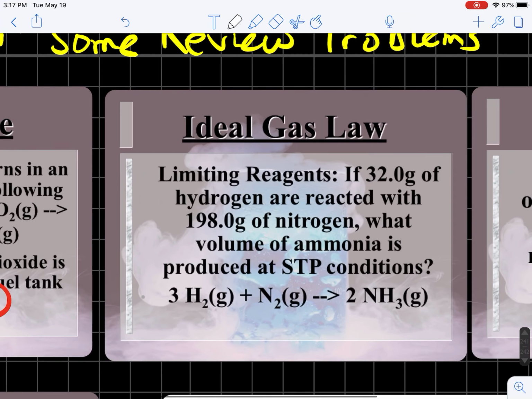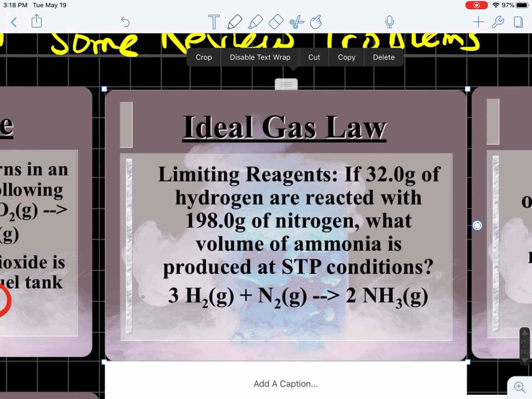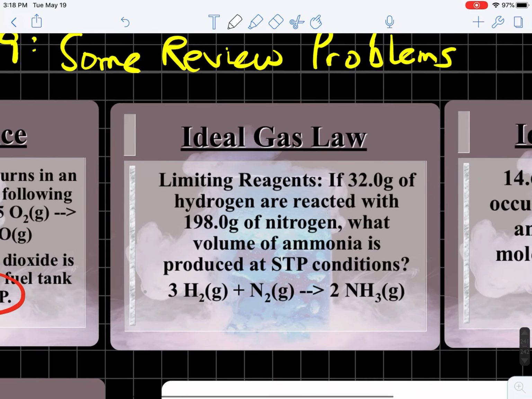There we go, a limiting reagent problem, and we use the Haber process for creating ammonia. And they give us 32 grams of hydrogen and 198 grams of nitrogen. And again, STP conditions, so I can do that shortcut. Not only can I do that 1 mole is 22.4 liters, but I can also do that mole ratios and volume ratios are equivalent.